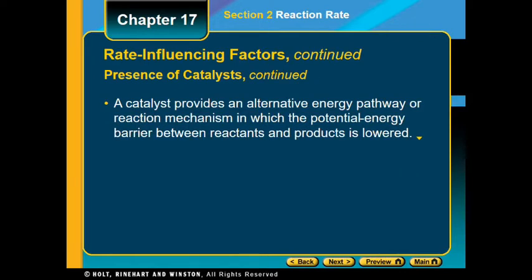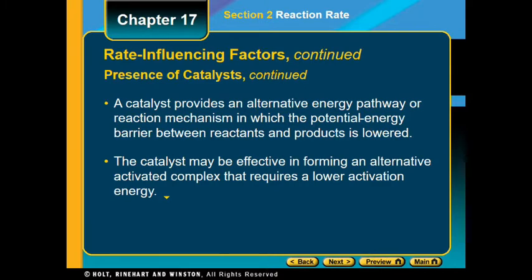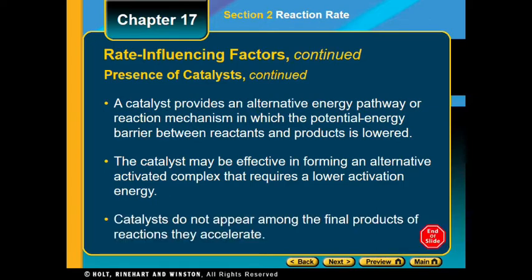A catalyst does provide an alternative energy pathway or reaction mechanism between your reactants and products. It can be effective in forming an alternative activated complex that will require a lower activation energy, so less energy is needed if your catalyst is present, and it will not appear in your final products, but it will speed up the reaction rate of your reactants.